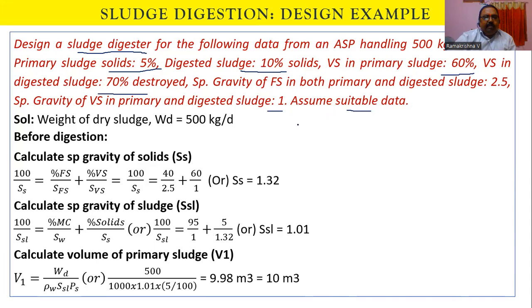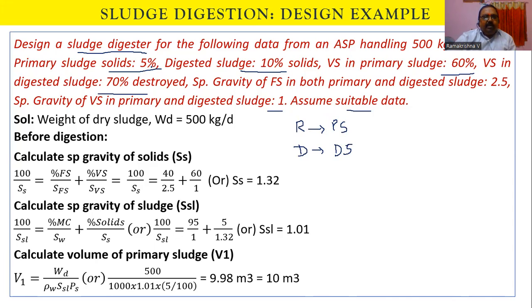So here, one is called raw sludge. Raw sludge is nothing but what we are mentioning here as primary sludge. And another one is digested sludge. That means after the digestion in the anaerobic digester, we are calling that digested sludge. So this is the terminology used in this problem. This is to be remembered.